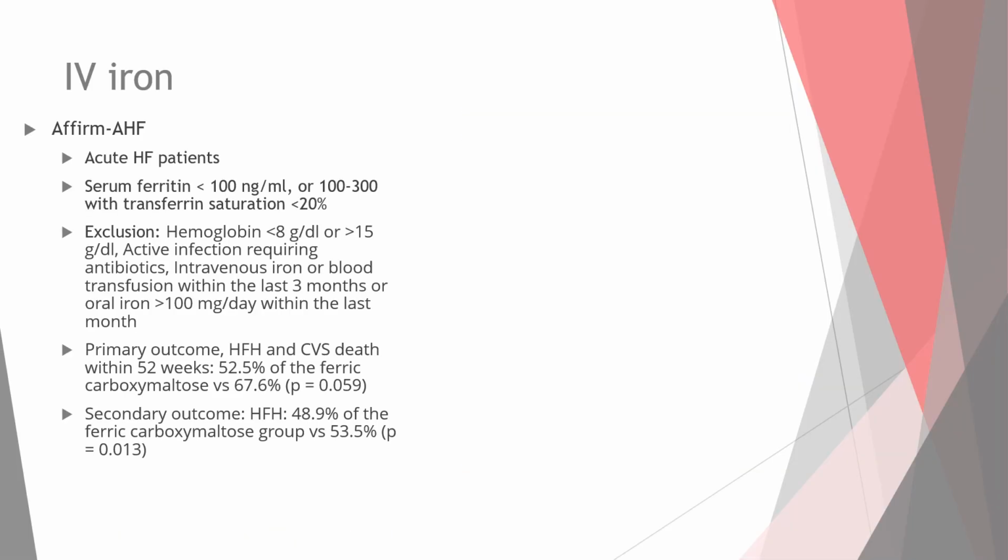What about IV iron? So in heart failure patients with serum ferritin of less than 100, or in those with serum ferritin of 100 to 300, but with transferrin saturations less than 20%, with a hemoglobin of between 8 to 15, it led to primary outcomes of having heart failure hospitalization or cardiovascular death. And so this is a strategy that we do consider often because of their FIRM trial.